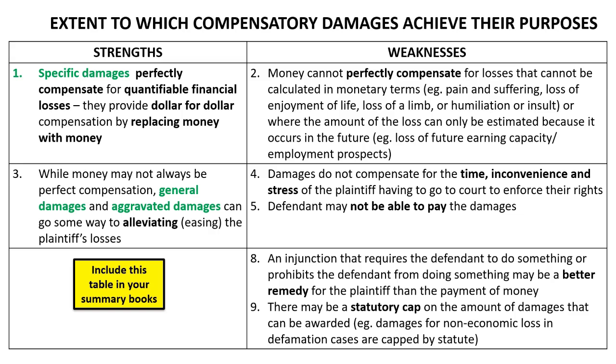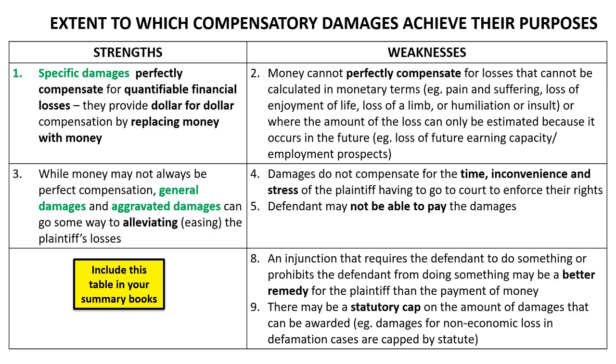Starting off with specific damages, they are able to perfectly compensate a plaintiff for quantifiable financial losses that the plaintiff has suffered, such as lost wages and medical expenses. This is because specific damages provide dollar-for-dollar compensation for losses that can be given a precise monetary value. That is, they replace money with money. On the other hand, money cannot perfectly compensate a plaintiff for losses that cannot be given a precise monetary value.